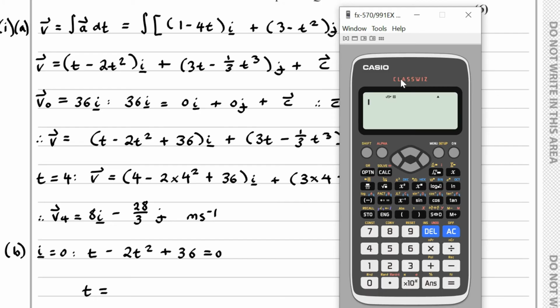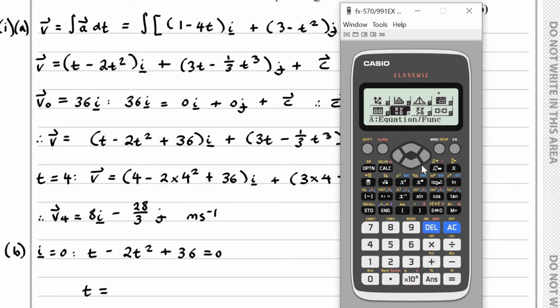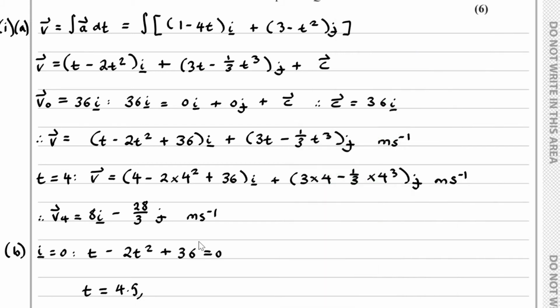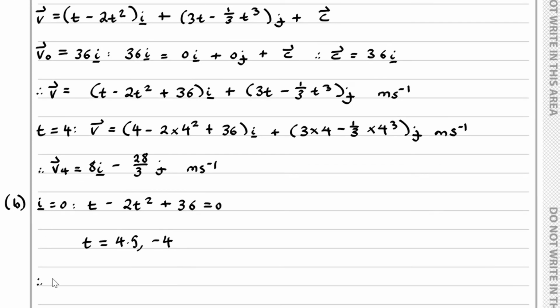So if we use our calculator, we have minus 2t squared plus t plus 36. So we get t equals 4.5, and t is also equal to minus 4. So in conclusion, as t is greater than 0, we can see that the time is equal to 4.5 seconds, and of course that's because t is greater than 0.